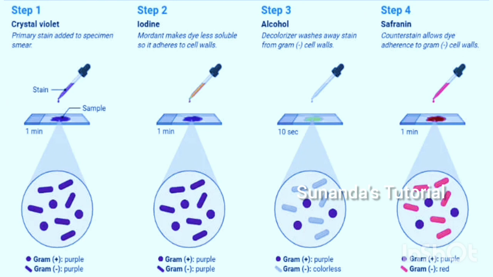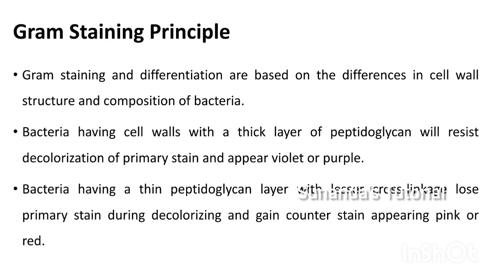At first, the primary stain is added to the bacterial colony or bacterial smear which is present on the glass slide, then iodine, then alcohol as decolorizer, then finally the counter stain, and finally some bacteria will appear as pink, some will appear as purple or violet. Next, what is the basic principle behind it, or what is the science behind it?